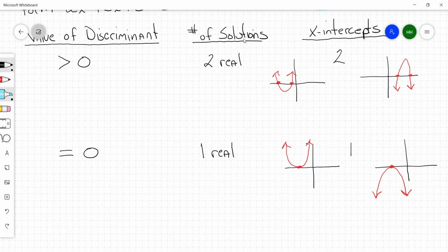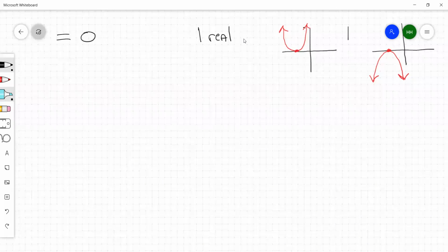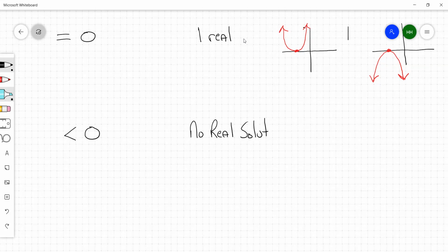The last value you can have for your discriminant is when it's less than 0. If your discriminant is less than 0, then we have no real solutions. X-intercepts, we don't have any. Some pictures that represent that.